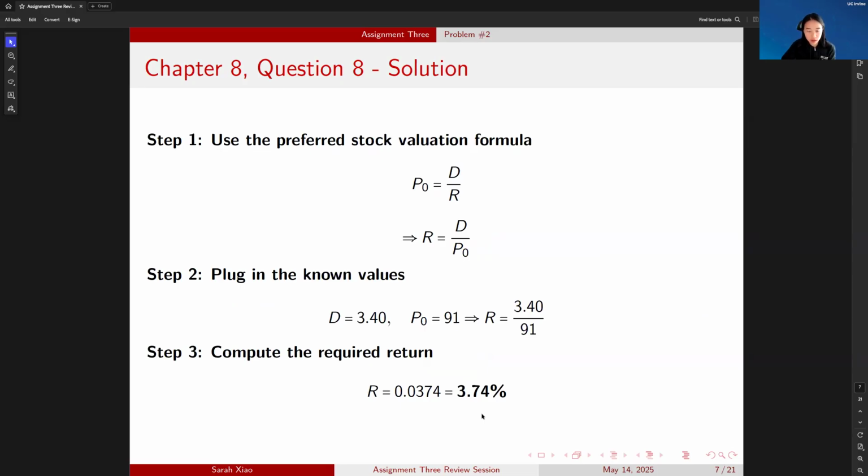Okay, to solve this question, we first want to identify that we use the preferred stock valuation formula we just discussed. And then we can just plug in the values given in the question. We know the dividend amount is 3.4 and the current price is $91 per share, and we can compute the required return, which is 3.4 divided by 91, and the final answer should be 3.74%.